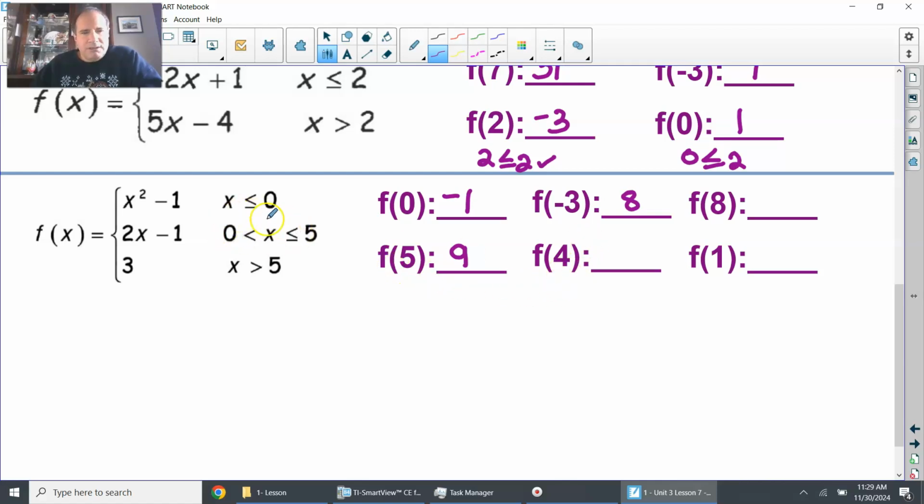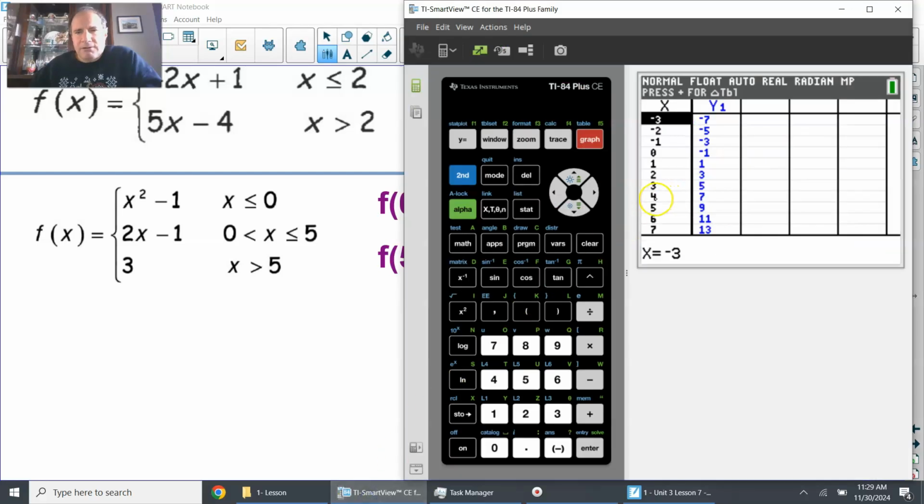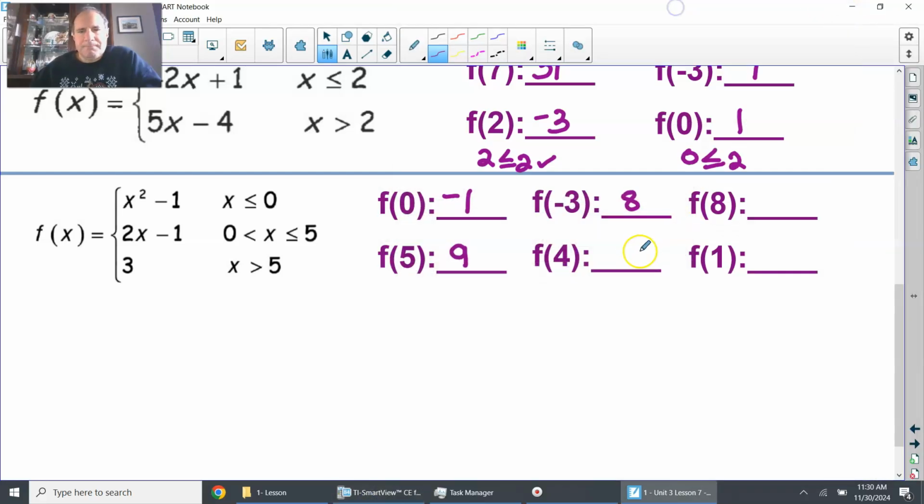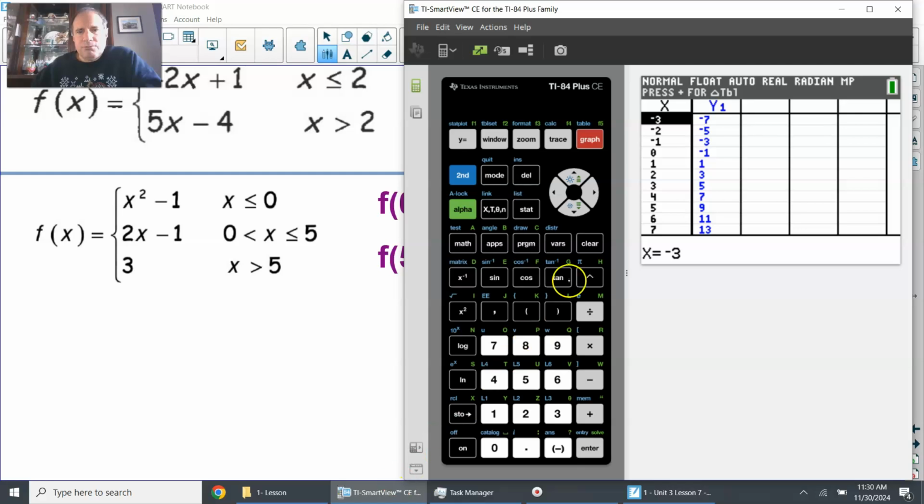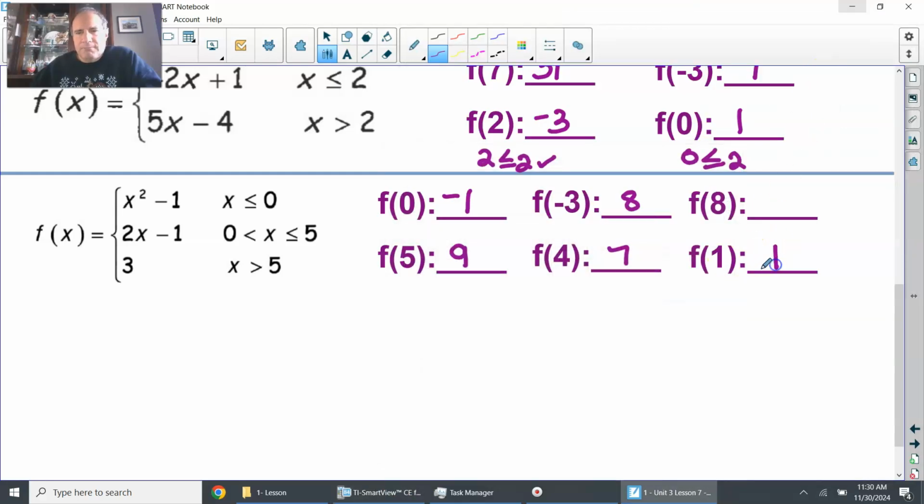4 is in between 0 and 5. So I'm going to go up to my calculator. 4, 7. 8 is not. I said that before. 1 is. So x is greater than, 1 is greater than 0. So I'm going to go to 1, and the output is 1. When the input is 1, the output is 1. 2 times 1 minus 1 is 1.